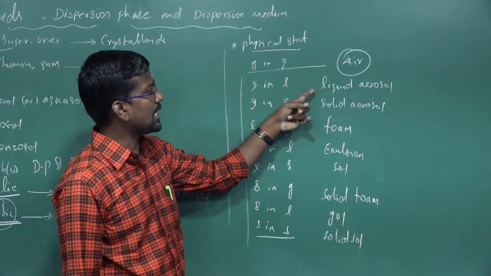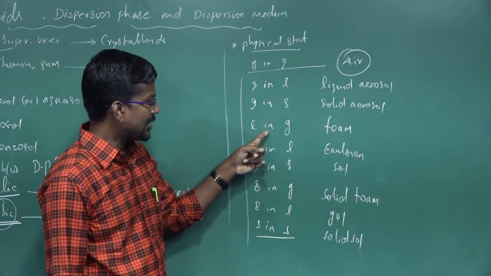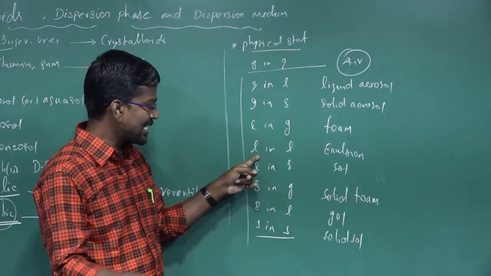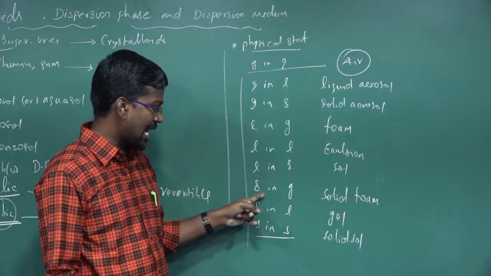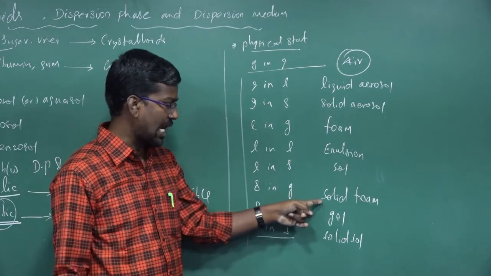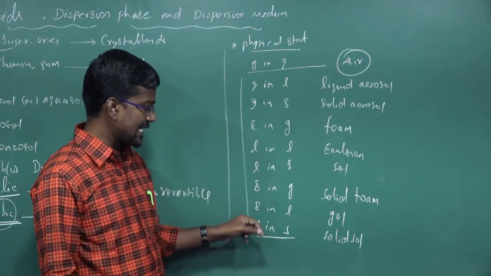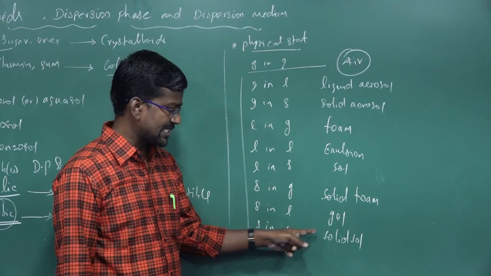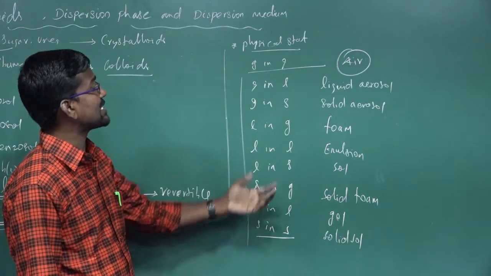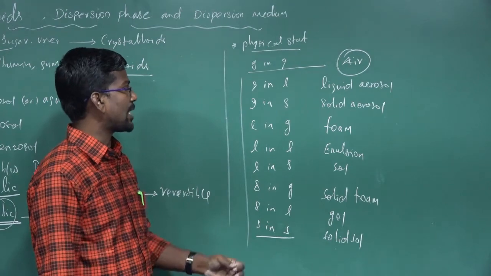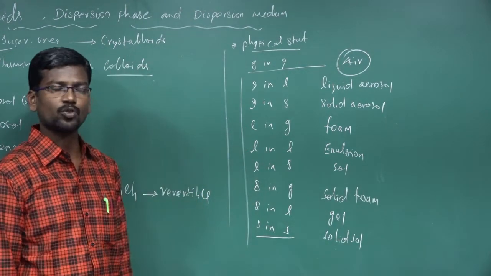Gas dispersed in liquid, example, liquid aerosol. Gas in solid, example, solid aerosol. Liquid in gas, example, foam. Liquid dispersed in liquid is an emulsion. Liquid dispersed in solid is a gel. Solid dispersed in gas is a solid foam. Solid dispersed in liquid is a sol. And solid dispersed in a solid substance is a solid sol. This is one of the classifications of colloids, depending upon physical state.